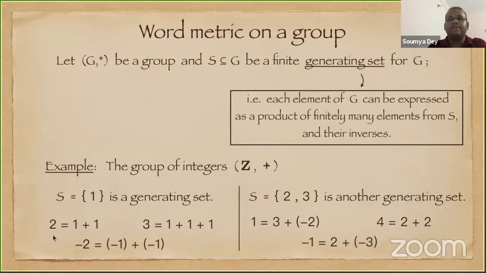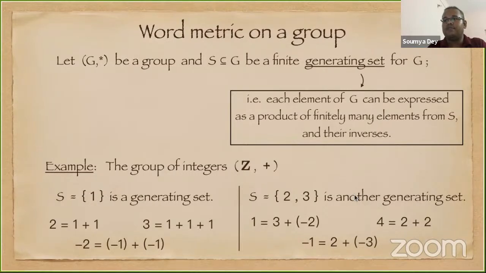For example, say you choose 2, you can write 2 as 1 plus 1, right? You can write 3 as 1 plus 1 plus 1. What about minus 2? Instead of 1, you can use the inverse of 1 also. That is also allowed. So you can write minus 2 as minus 1 plus minus 1. So you can see that any integer can be written as a word. I am calling this 1 plus 1 plus 1 a word in this set S.